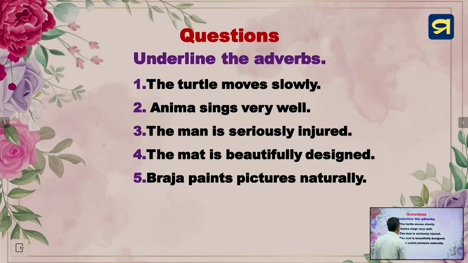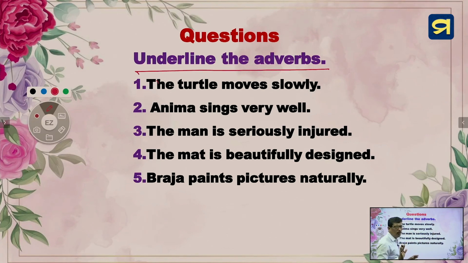Right. Next. Questions. Underline the adverbs. You will do nothing, only underline the adverbs. The turtle moves slowly. Which word is an adverb? Very good. Slowly. Which adverb is it? It is an adverb of manner. Very good. Anima sings very well. Which one is the adverb? Very good. Very well. Well is the adverb of manner. But very is the adverb of degree.